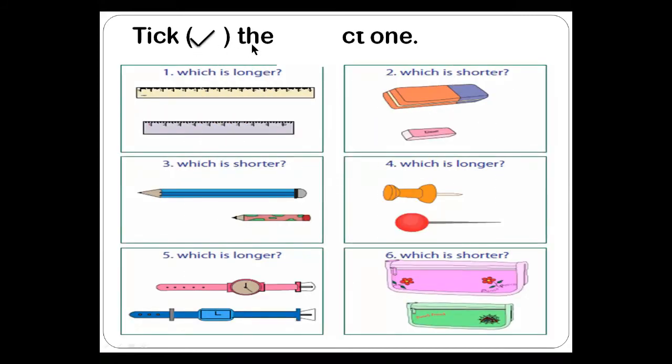Here you have to put the tick on the correct one. You will read the statement from each box and you will tick on the correct one. In the first box, they are asking which is longer. Here you have to find which is longer. So the first ruler is longer. So we put the tick on it.